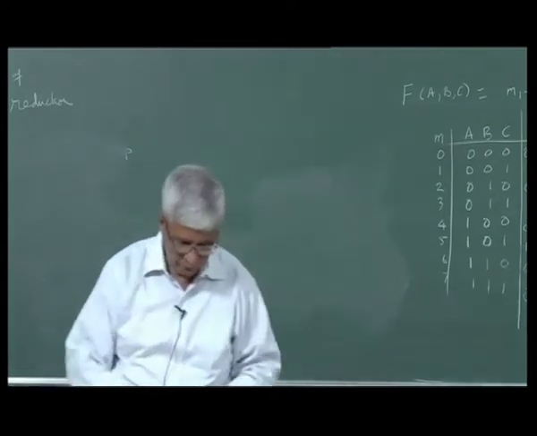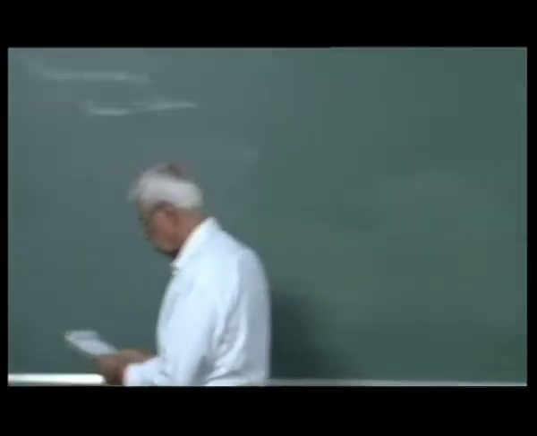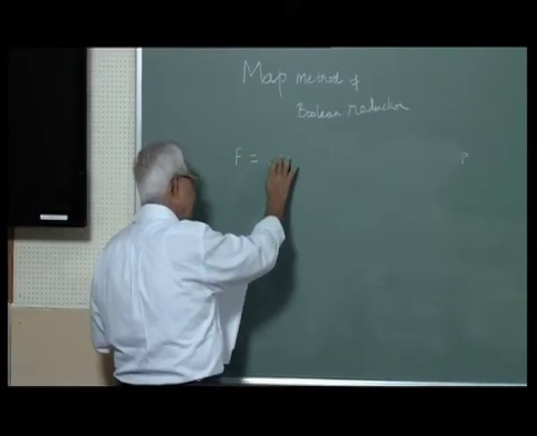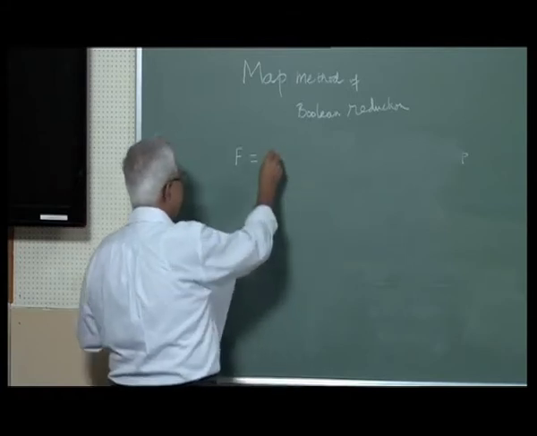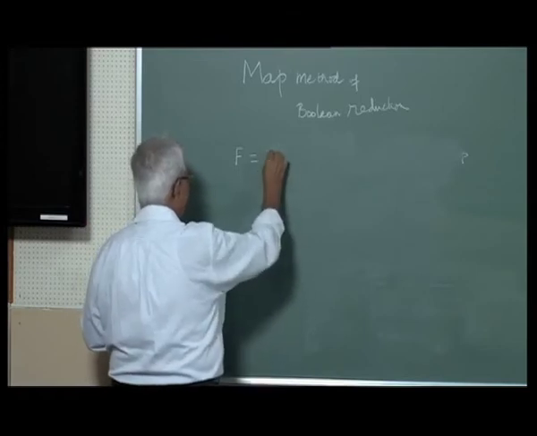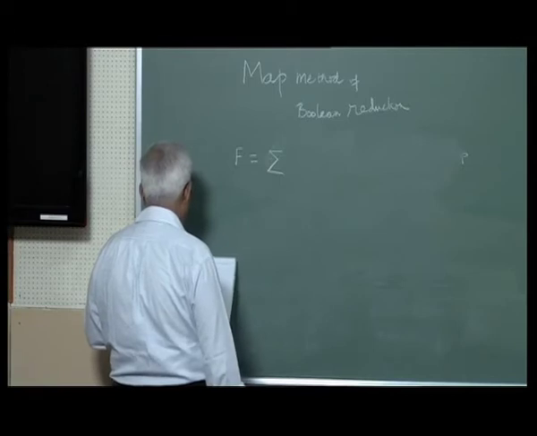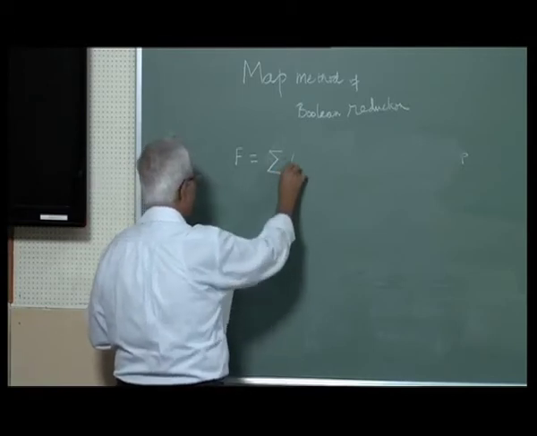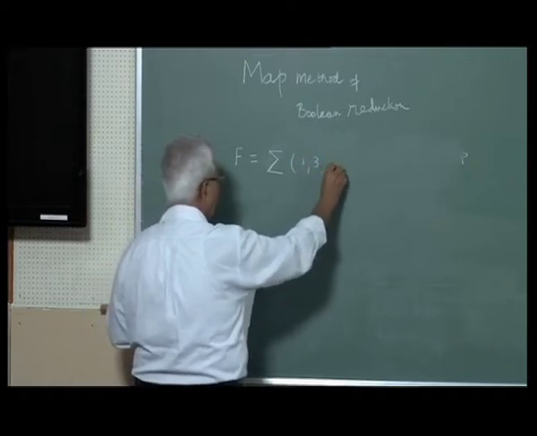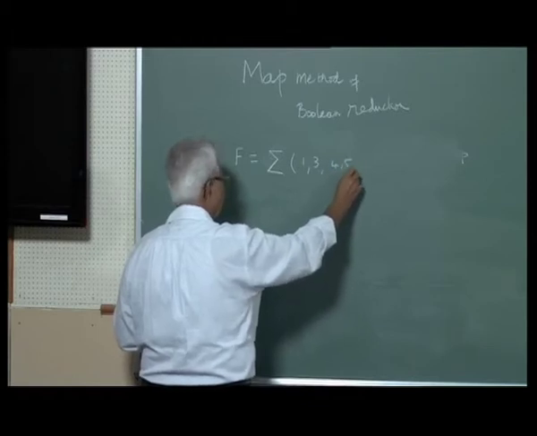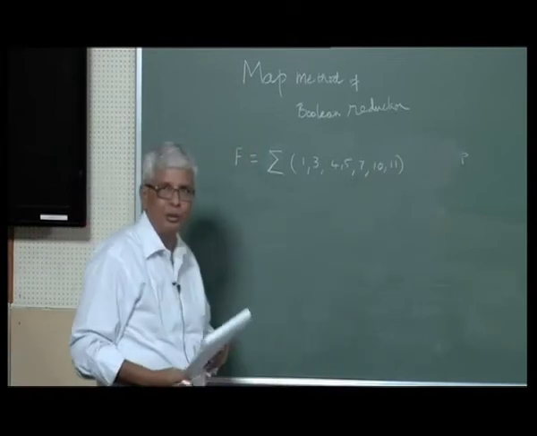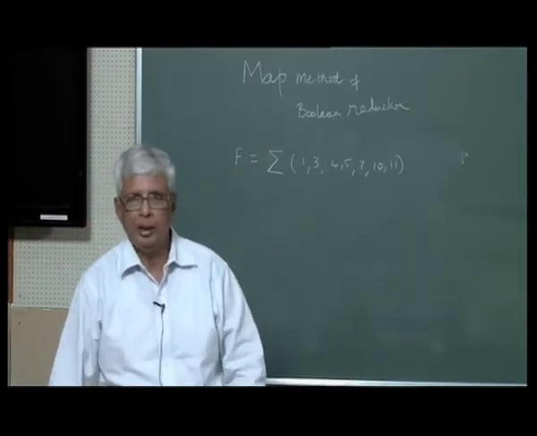I will give you an example of sigma f is equal to... Instead of writing m0 plus m1 plus, what I do is use summation notation, like in arithmetic or algebra where we do summation. So you write summation 1, 3, 4, 5, 7, 10, 11. This is what we typically use. Very simple to understand.